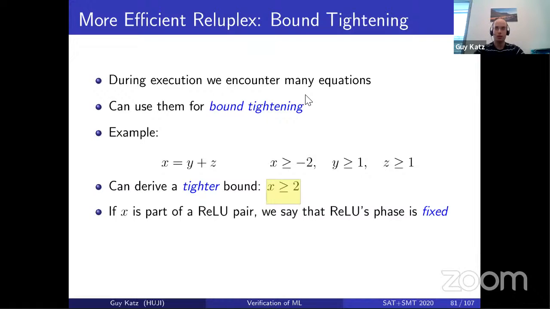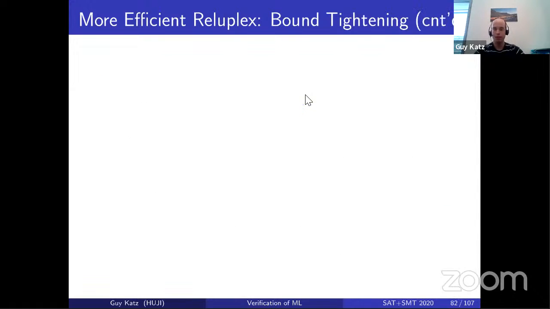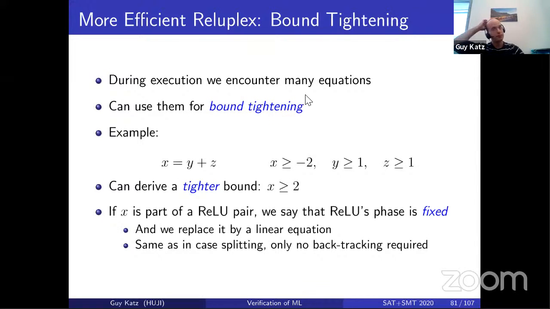Does anybody have any questions on this? Okay. So the 20% that you said, which are the ReLUs that need to be split finally, is that after bound tightening or before?